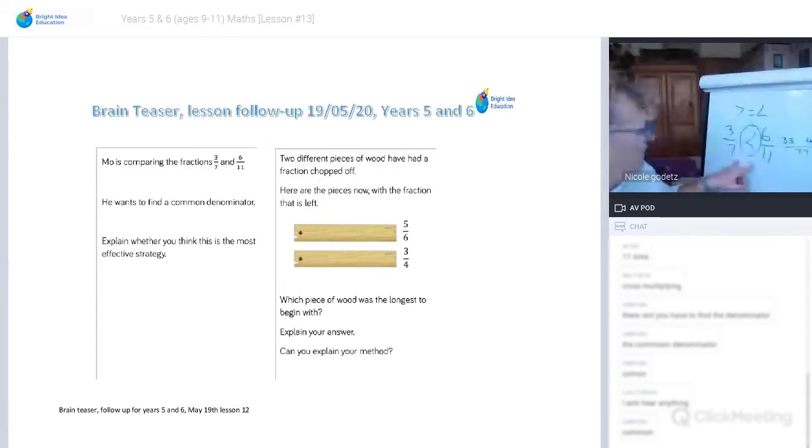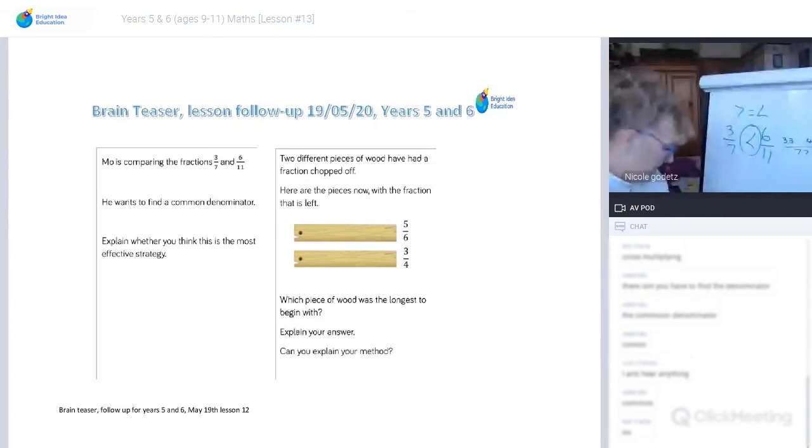I can say, oh, well, if I make this 6, if I double this and double the bottom, because whatever I do to the top, I've got to do to the bottom, so I could make the numerators the same. Let's see how that looks. So if I make that 6, I've doubled the bottom. Okay, so the equivalent fraction, 6/14 is the same as 3/7.